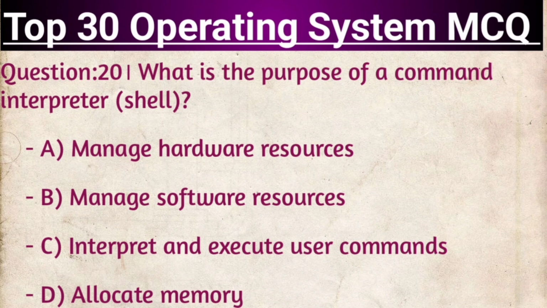Question 20. What is the purpose of a command interpreter shell? A. Manage hardware resources. B. Manage software resources. C. Interpret and execute user commands. D. Allocate memory. So the answer is C. Interpret and execute user commands. So we are moved towards our next question.